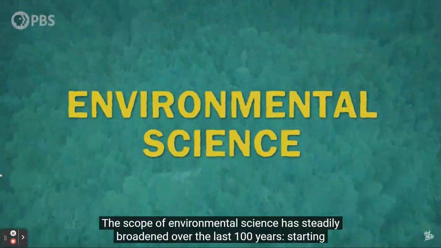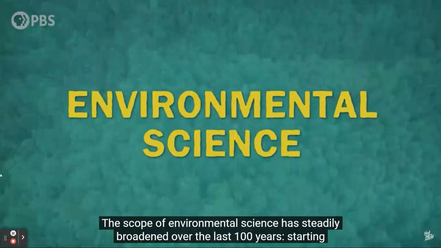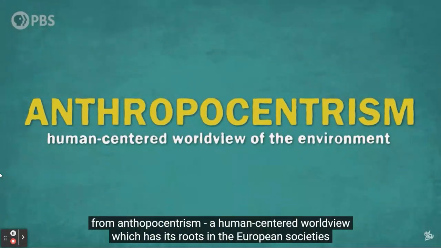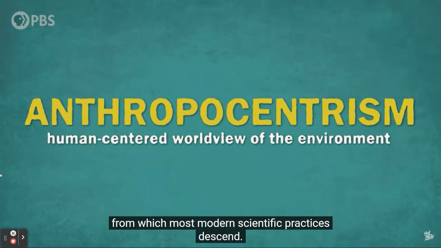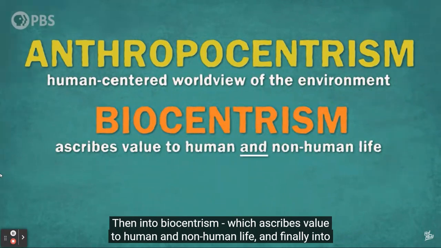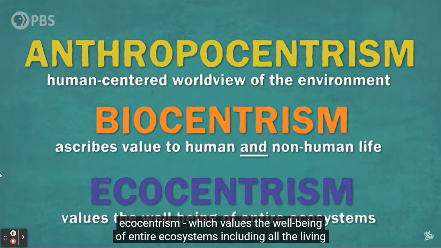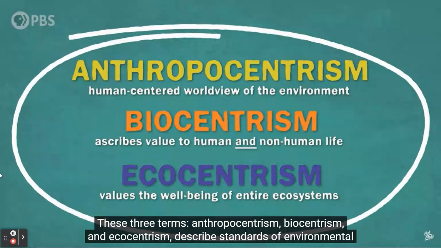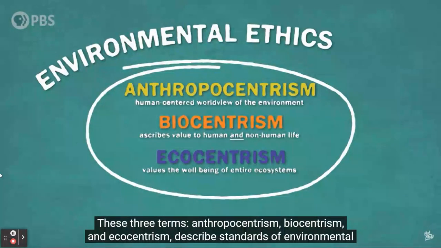The scope of environmental science has steadily broadened over the last 100 years, starting from anthropocentrism, a human-centered worldview which has its roots in the European societies from which most modern scientific practices descend, then into biocentrism, which ascribes value to human and non-human life, and finally into ecocentrism, which values the well-being of entire ecosystems, including all the living and non-living elements. These three terms, anthropocentrism, biocentrism, and ecocentrism, describe standards of environmental ethics.